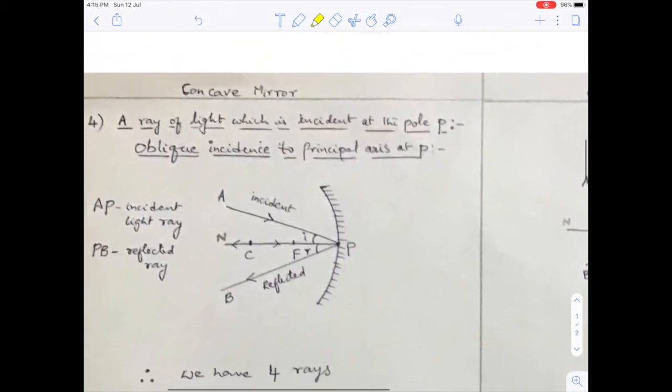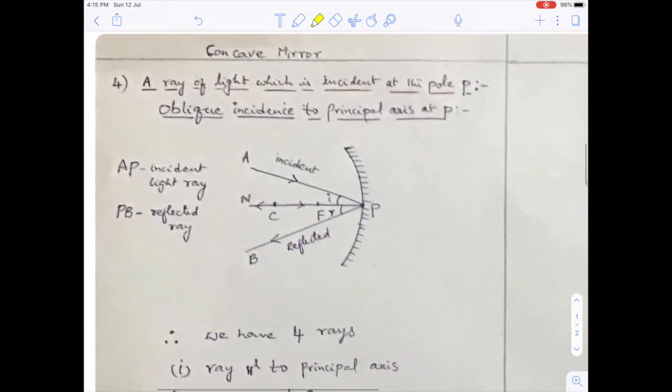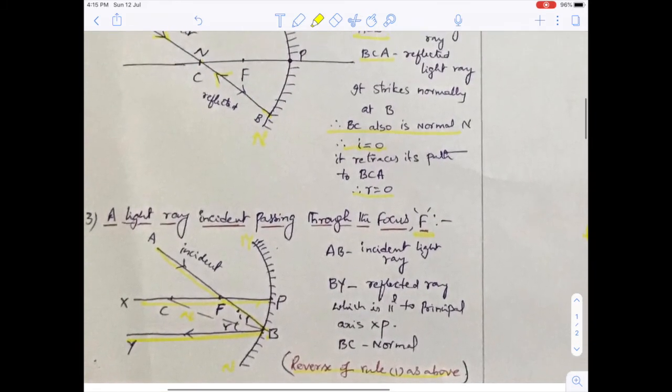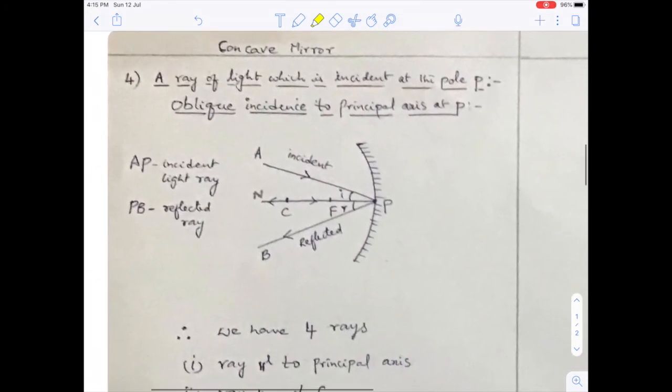Then rule number 4 is a light ray which is incident at the pole, that is point P. So far we have seen it at any point on the surface of the mirror. But now let us see a light ray which is incident at the pole P, for example, oblique incidence to the principal axis at P. This means a light is incident at P. AP is the incident light ray, that is oblique incidence at the point P.